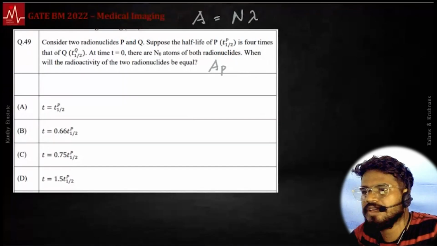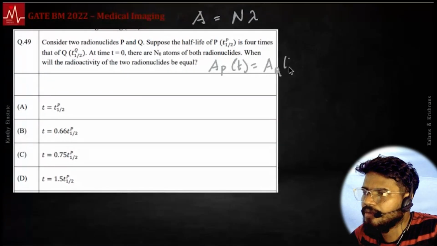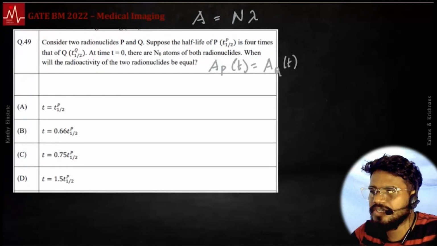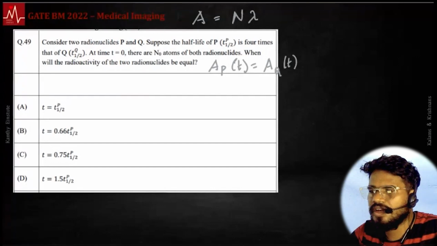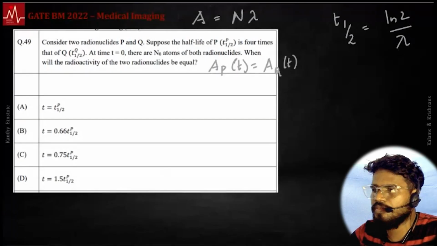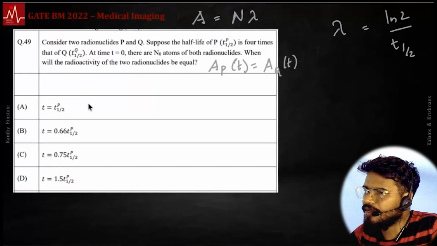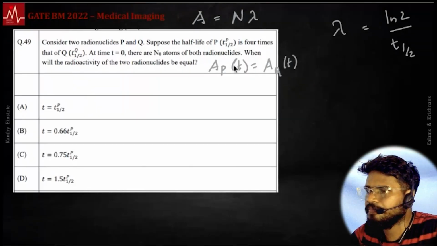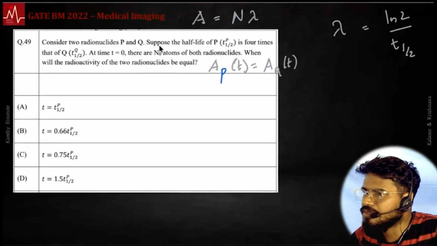Technically speaking, this is the activity of P at time T equals the activity of Q at time T. You have to be careful about some calculations here. Let's try to do this. The relation between lambda and T half: T half is ln 2 by lambda. So wherever there is lambda, we can substitute ln 2 by T half. Now comes a big calculation. I'm going to write P in blue and Q in some other color so that we can recognize things easily.